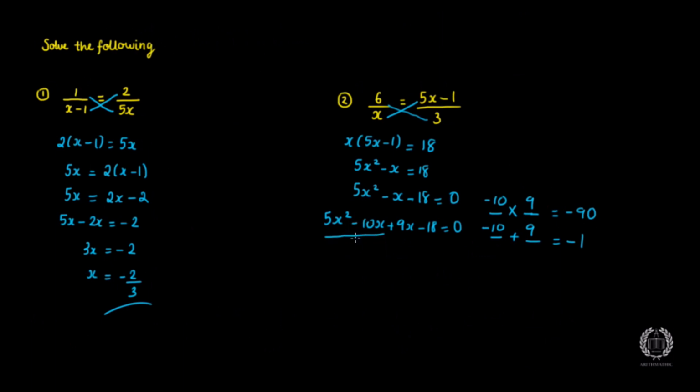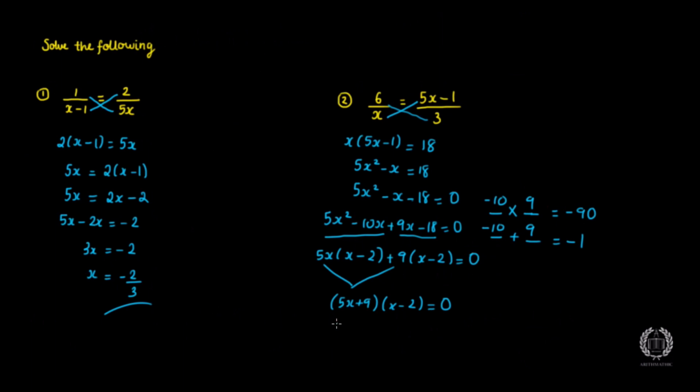Now I'm going to factorize this, so I can take out 5x in common. So I'm left with x minus 2. And then in this one, I can take out 9, because 9 is in common. So then I'm left with x minus 2 equals 0. All I'm going to do now is bring 5x and plus 9 in one bracket. So that's 5x plus 9 in one bracket, and then x minus 2 in the other bracket equals 0.